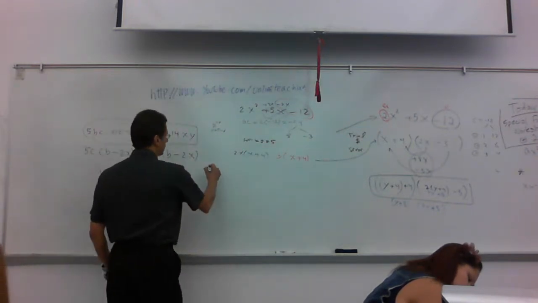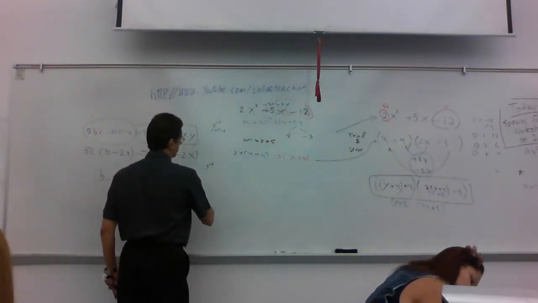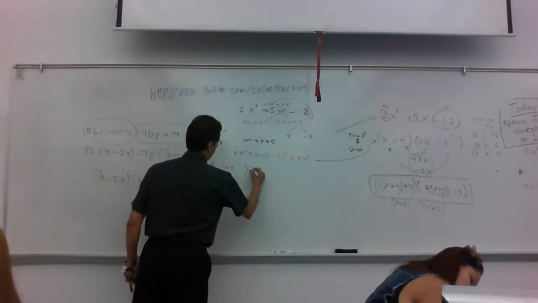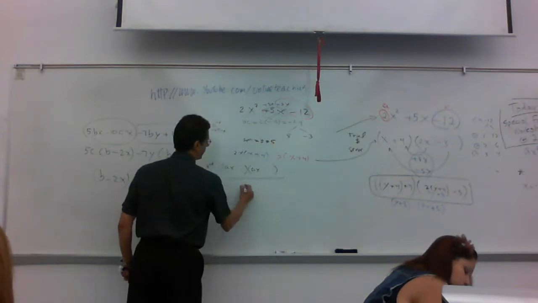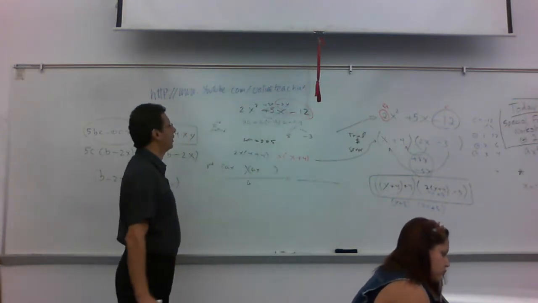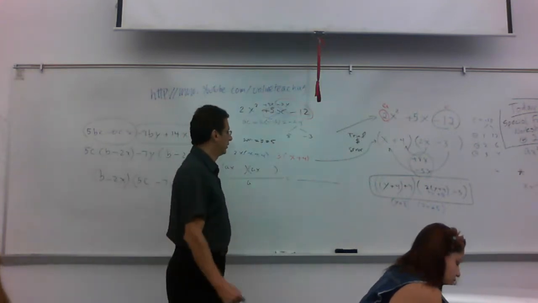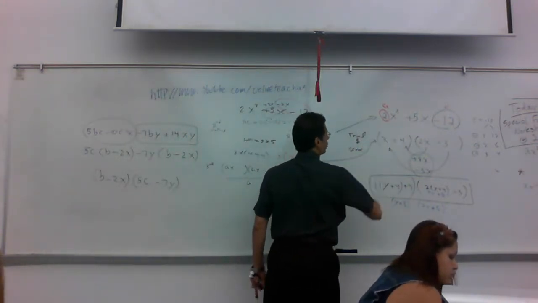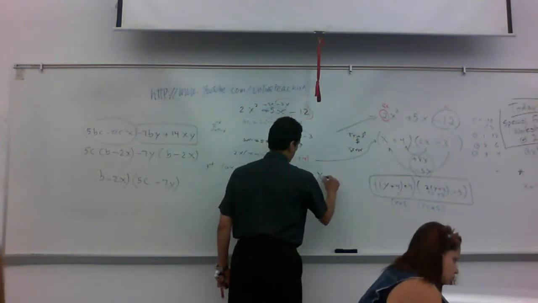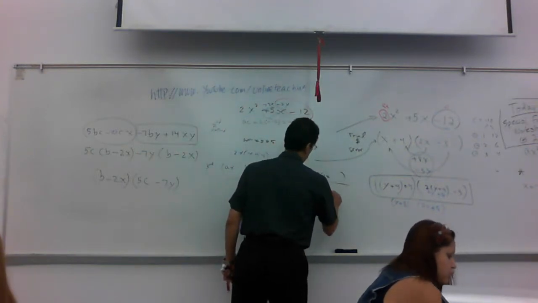The third method that I mentioned. Remember that? So you go back to the original, which was 2x squared plus 5x minus 12, and you say 2x, remember that? 2x over 2, right?